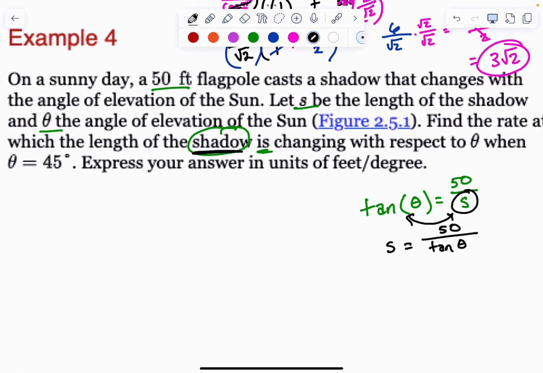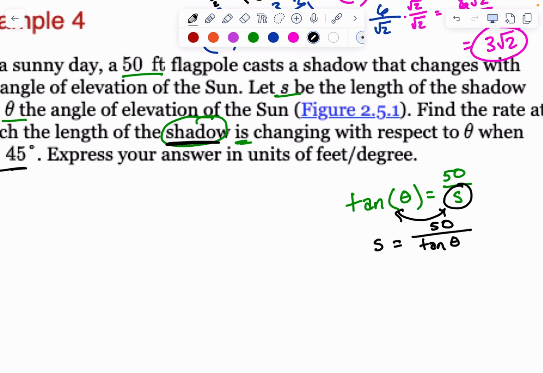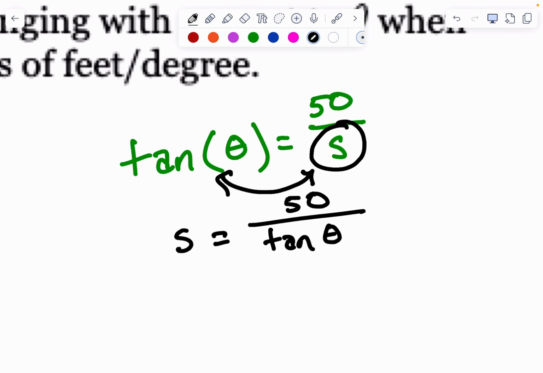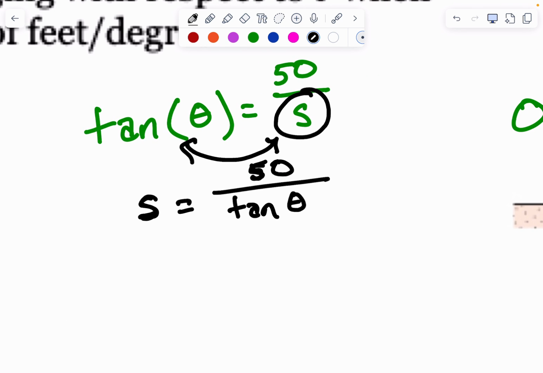Now it says find the rate at which it's changing when theta is 45. Is that an S or a 5? I can't tell. This is a 50. It's that woman's handwriting. Rate of change. This is an S, the shadow, because I put the shadow over there.